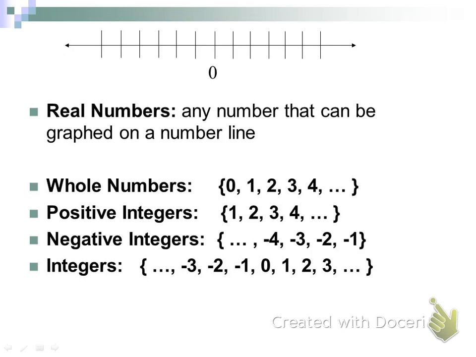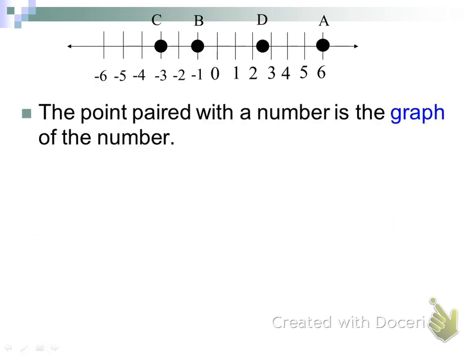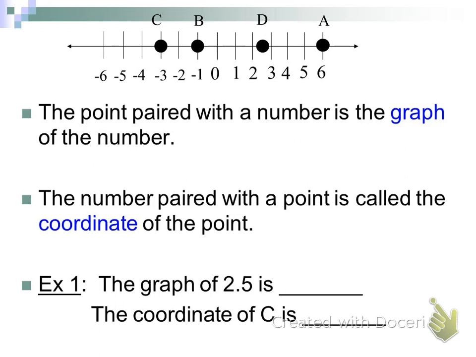All right, let's keep it moving. So here's our first example. We're going to use that number line. You can see that we have 4 points on this number line. The location of it is called the coordinate of that point. So the graph of 2.5 is, so start at the 0. We're going to the right 2.5. What point is right there? D. Very good.